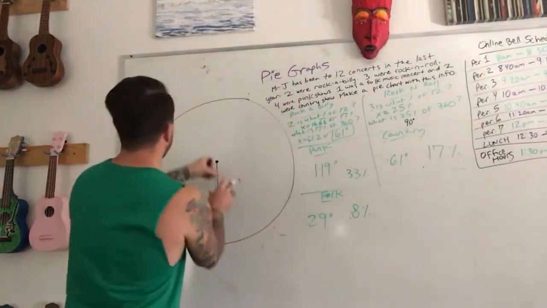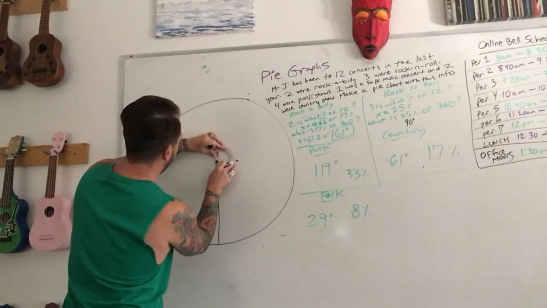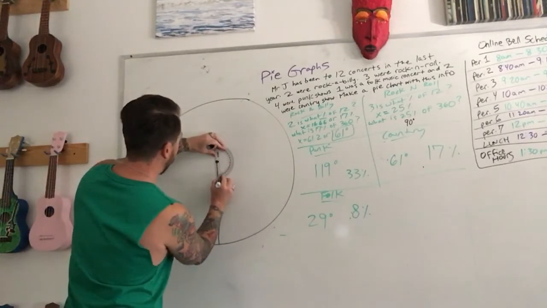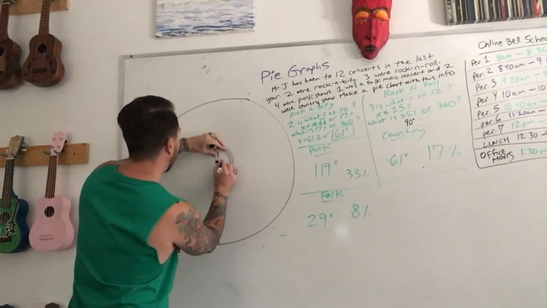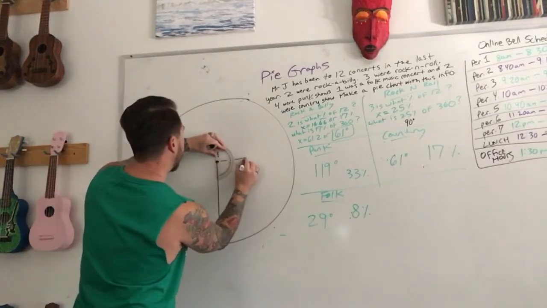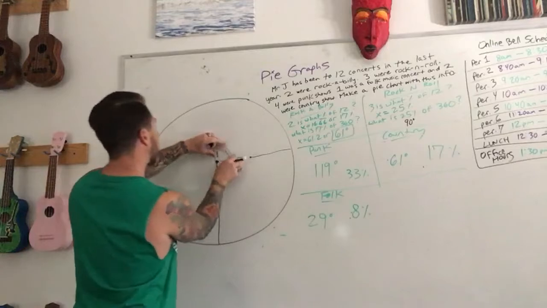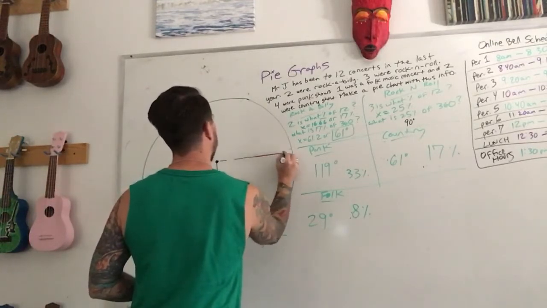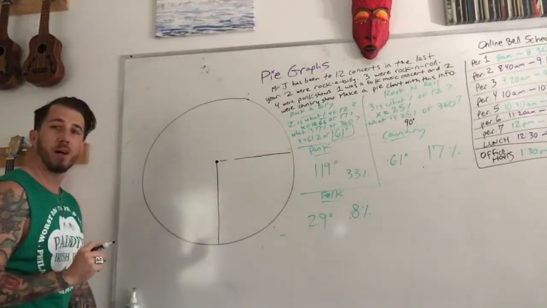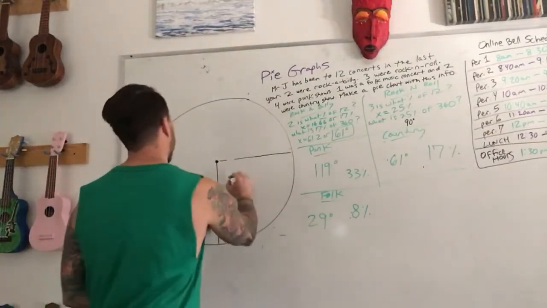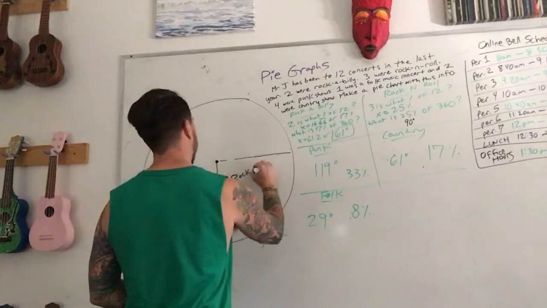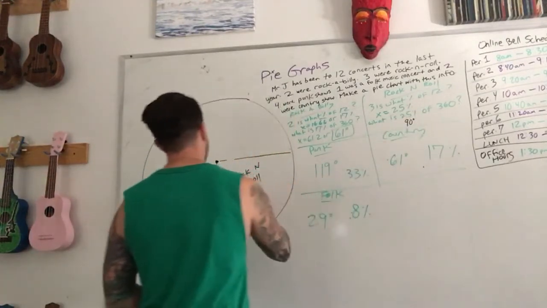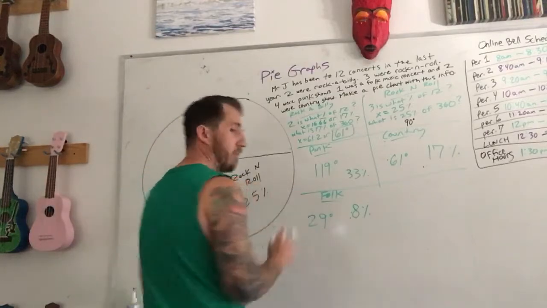So then again, once I start here, boom, I'm on 0. I'm going to go up 10, 20, 30, 40, 50, all the way to about 90. My line's a little crooked, but you guys can see that makes up 25% of the circle, 90 degrees. So now I title that rock and roll, and then I go with my 25%.